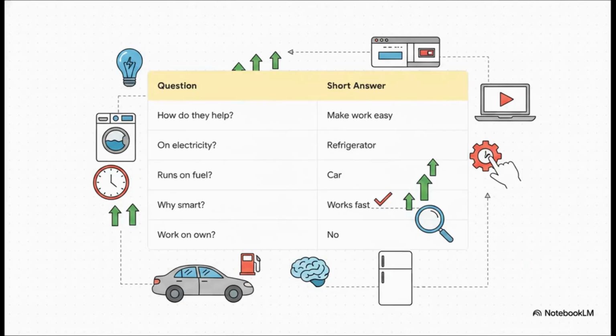Let's rapid fire through the rest. How do machines help us? They make work easier and save time. Name a machine on electricity. A refrigerator. A machine on fuel. A car. Why is a computer called a smart machine? Because it works insanely fast, can do many tasks, and never gets tired. And finally, can a machine work on its own? The answer is a huge no. Machines are incredible helpers, but they absolutely rely on us to turn them on.